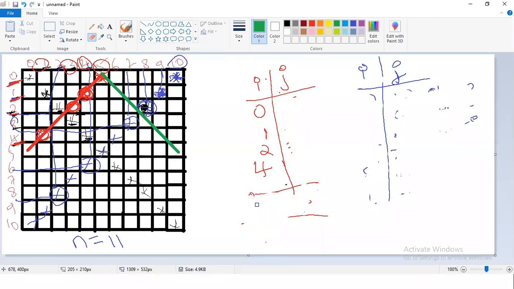Watch here. For this star, what's the value of i? 0. Value of i is 0. What's the value of j? 5. For this star, what's the value of i? 1. What's the value of j? 6. For this star, what's the value of i? Value of i is 2. What's the value of j? 7. Yes, I can stop here only.